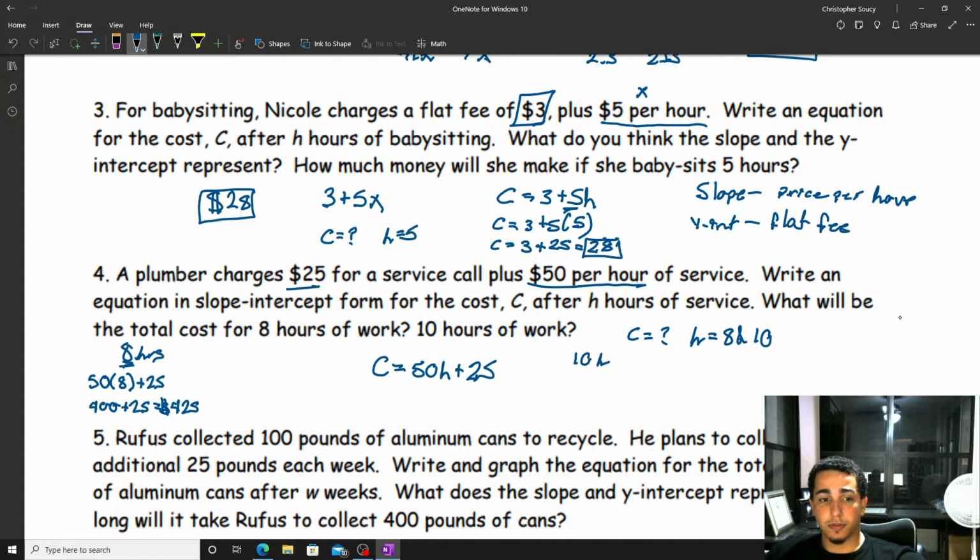For 10 hours, we're going to plug in 10 for H. It'll be 50 times 10 plus 25. 50 times 10 is 500, plus 25 is going to be 525. This will be the total cost in dollars if the plumber works for 10 hours.